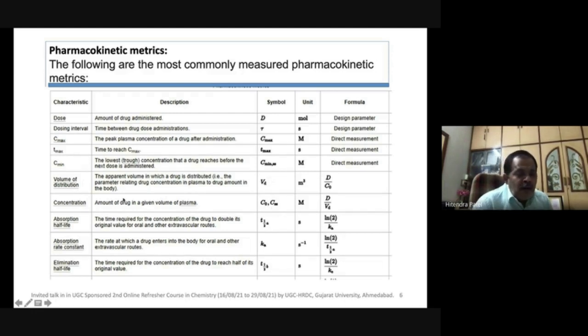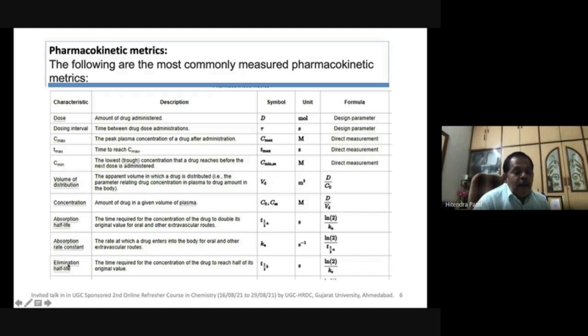Another term is the absorption half-life. Absorption half-life is the time required for the concentration of a drug to double its original value for oral and other extravascular routes. And another one is the absorption rate constant, which is the rate at which a drug enters into the body for oral and other extravascular routes.